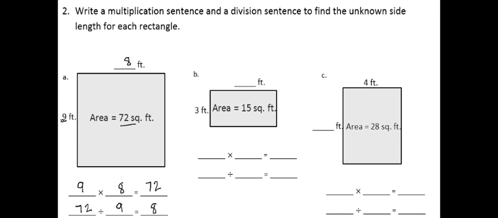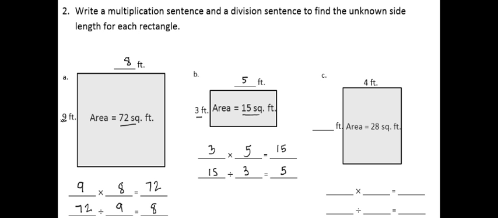We'll follow the same process for rectangle B. I have a length of 3 feet and an area of 15 square feet. So I'll take 3 times some number to give me 15, or 15 divided by 3. Well, 15 divided by 3 is 5, and 3 times 5 is 15, so my missing side is 5 feet.